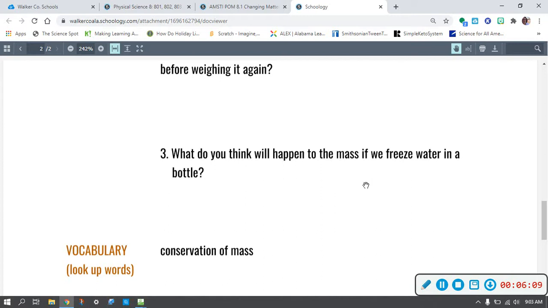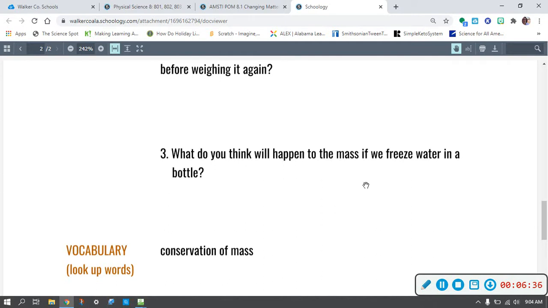Okay, number 3. This is for you to answer because we're going to do this tomorrow. What do you think will happen to the mass if we freeze the water in the bottle? Well, it'll gain more mass. Do you think it will change or do you think it'll stay the same? So is this like what we think will happen? Yes, what you think will happen. You're kind of doing your hypothesis for tomorrow's lab, or actually for Thursday's lab.